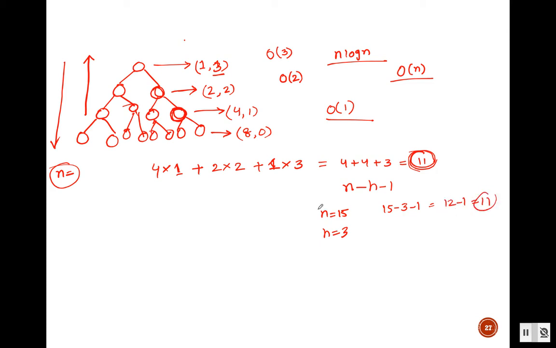So we can generalize the number of operations based on the total number of nodes and the height of the tree, and this will always be n minus h minus 1. If this is n minus h minus 1, it means in the worst case our runtime is order of n minus h minus 1, which means order of n.